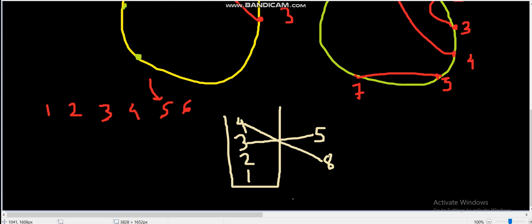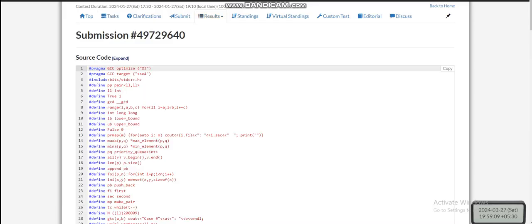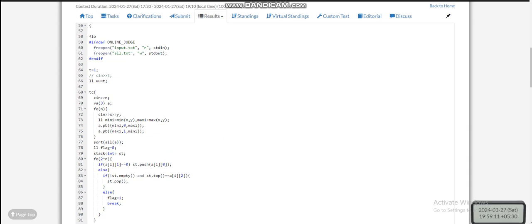So let's look at my code. This is fairly simple. We take the minimum value of x and y, and the maximum value of x and y, so you can say that one is left and the other is right. We store the left with 0 and the right with 1. Here 0 means this is the left point of the chord and 1 means this is the right point of the chord. Now we sort all the elements and maintain one stack, st.